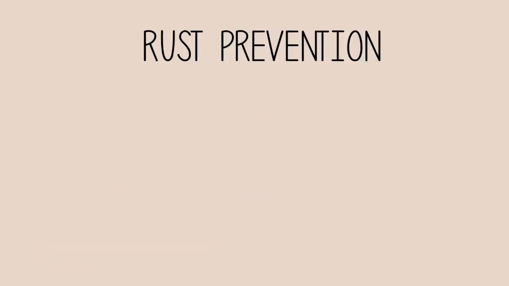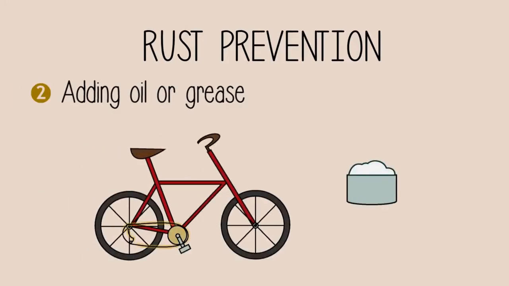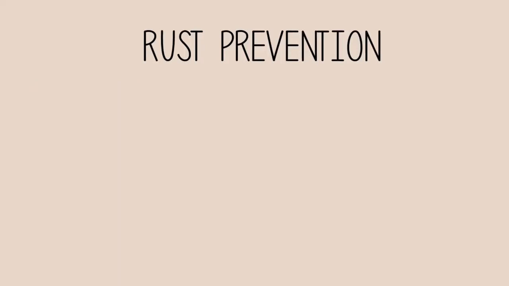Another method to prevent rust is by placing a layer of oil or grease. This is done on many bicycle chains. It helps lubricate the moving parts, which reduces friction and slows down the rusting process. Another way to prevent rusting is a sacrificial protection method called galvanizing.